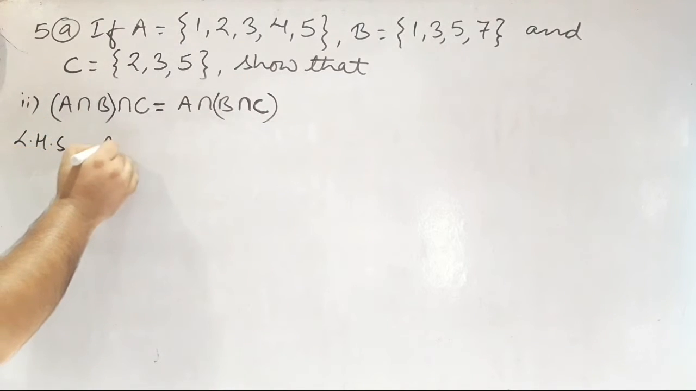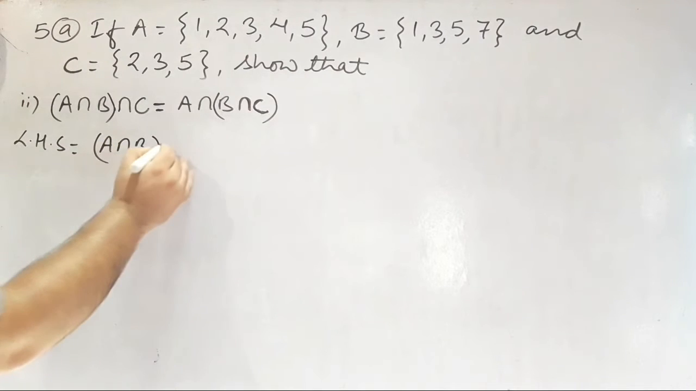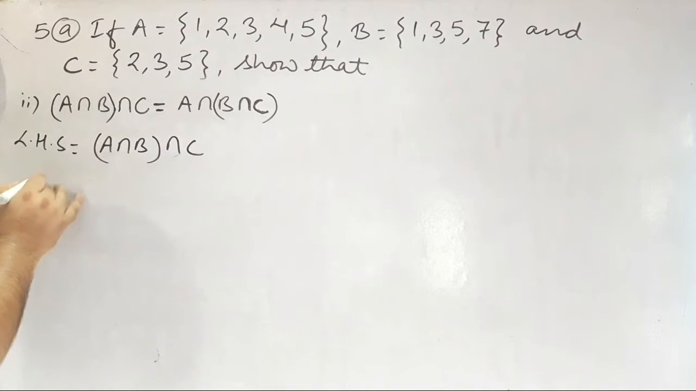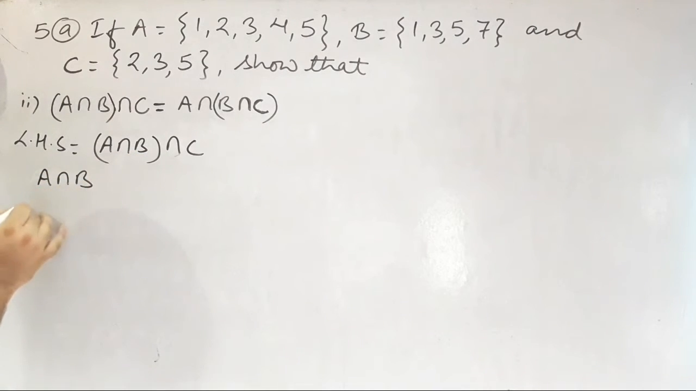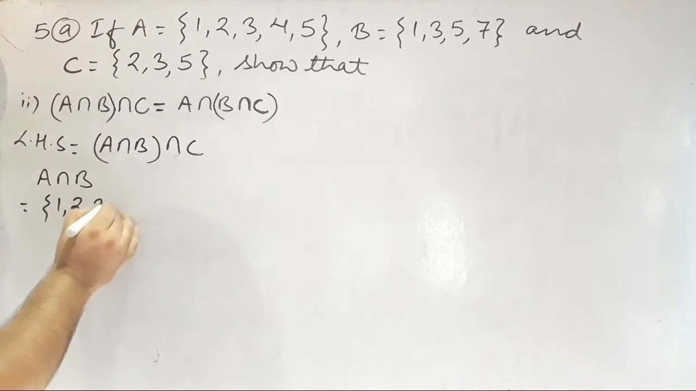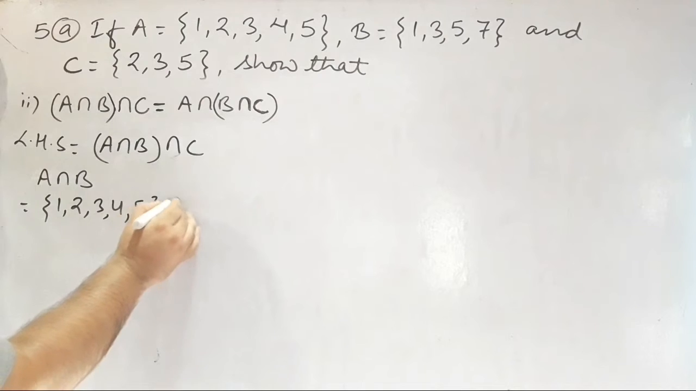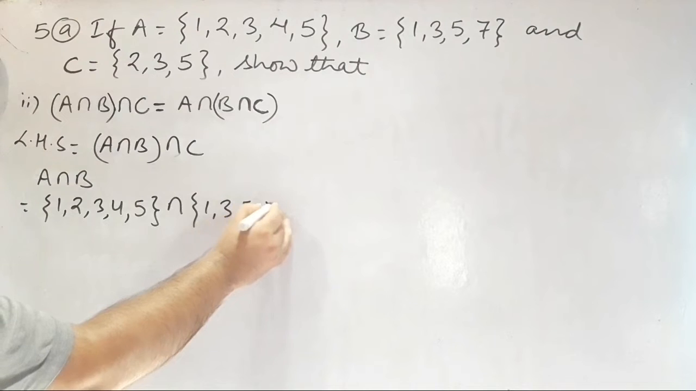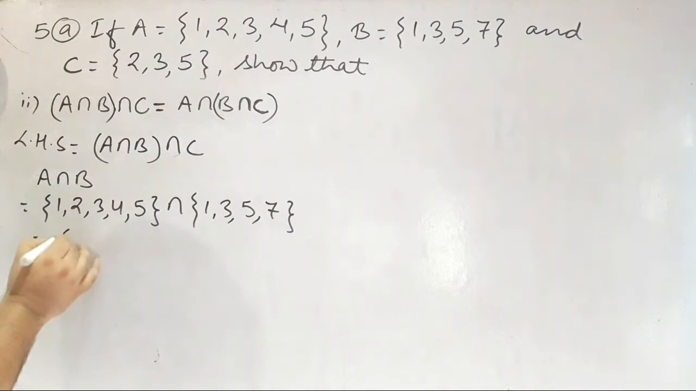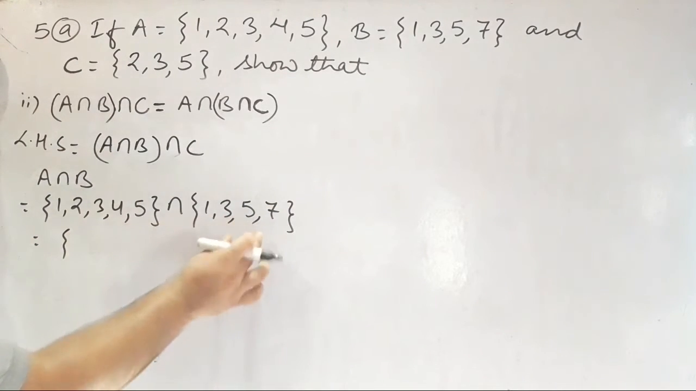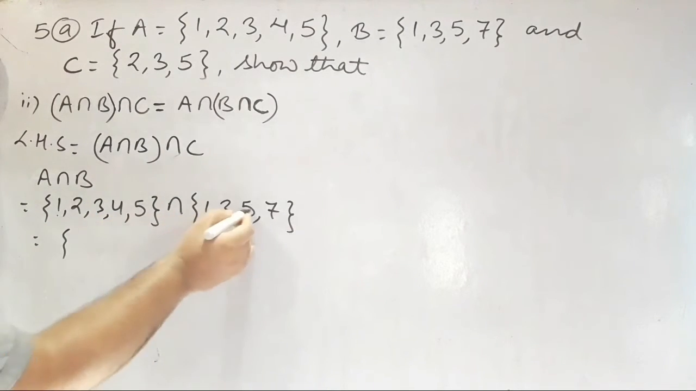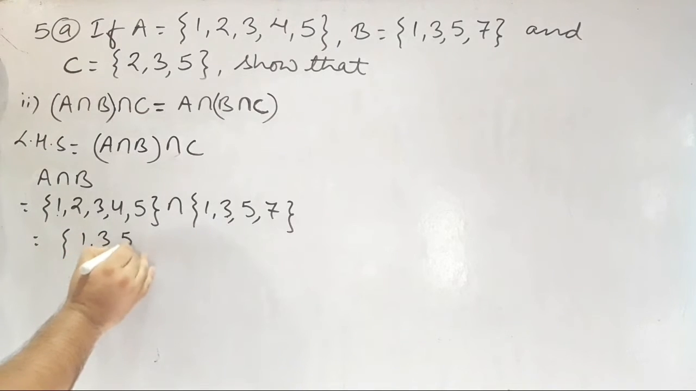Left hand side, (A intersection B) intersection C. We shall perform inside the bracket at first. A intersection B equals the elements of A, 1, 2, 3, 4, 5, intersection the elements of B, 1, 3, 5, 7. The common elements of this set and this set: what are the common elements? 1, 3 and 5.